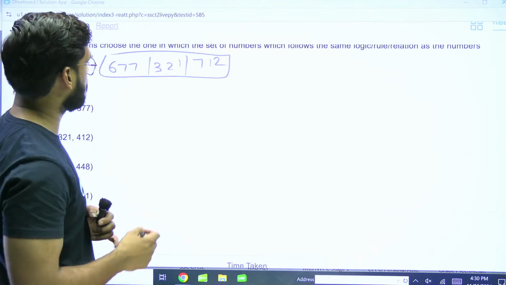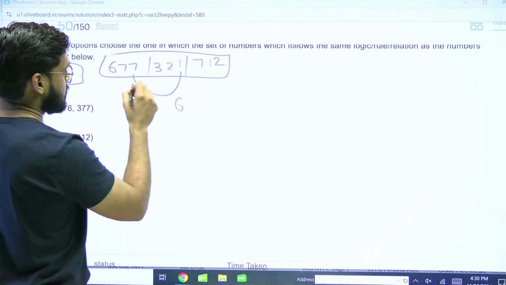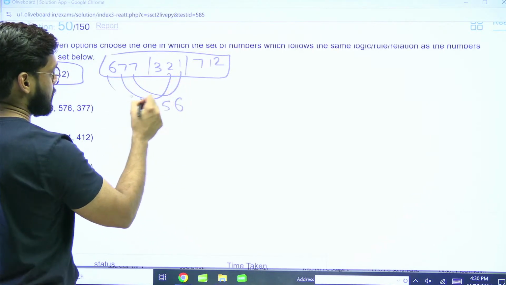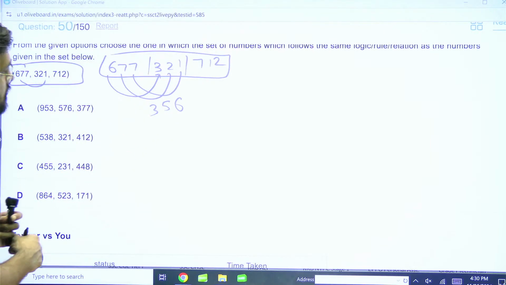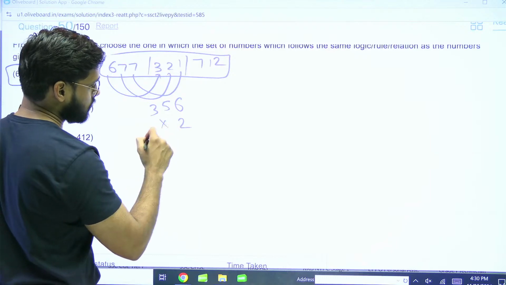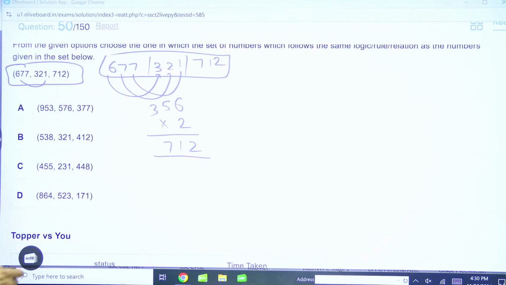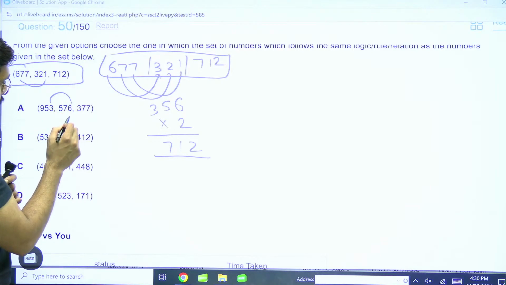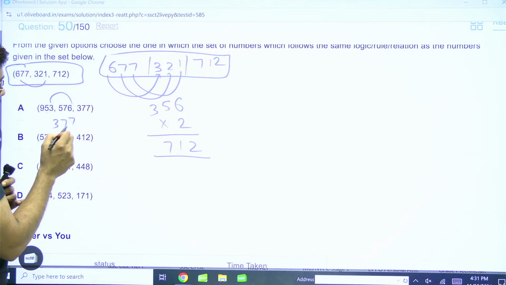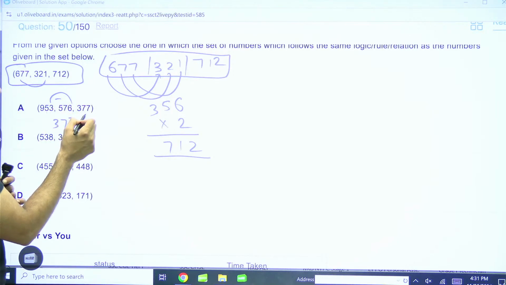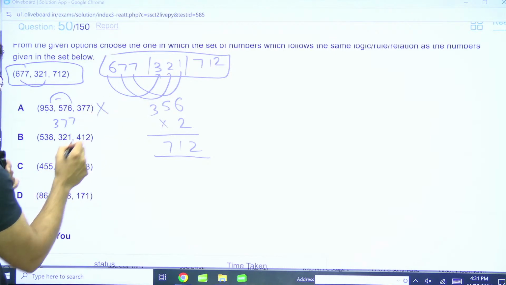Adding will not work because it will become more than 712. 7 minus 1, 6. 7 minus 2, 5. 6 minus 3, 3, right? Multiplying this by 2, I can get 712. Applying the same logic in this one: 3 minus 6, 7. 4 minus 7, 7. 8 minus 5, 3. So we are getting the difference, but the logic followed here is divided by 2 from the difference. So this should not follow.